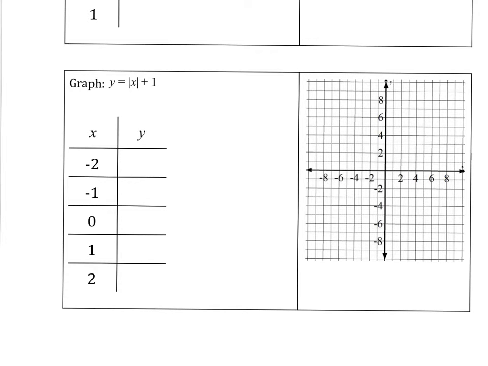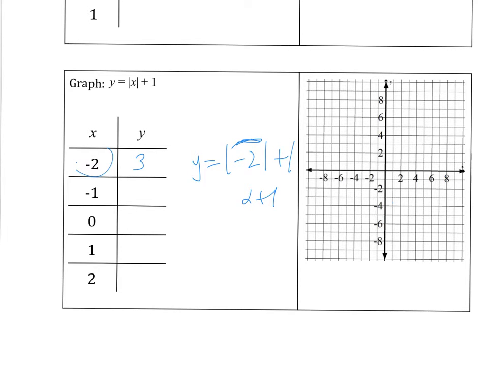To graph this function, we're going to follow the same set of rules: plug in these x values, find out what the y value is. If x is -2, y equals the absolute value of -2 plus 1. What's awkward about these is there's nothing inside that grouping symbol other than the number itself. So there's nothing really to do here other than just take the absolute value of -2. The absolute value of -2 is +2, so this becomes 2 plus 1, which is 3. So if x is -2, y is going to be 3.